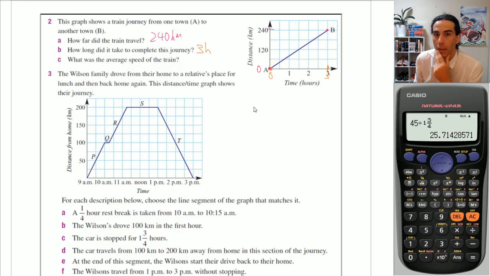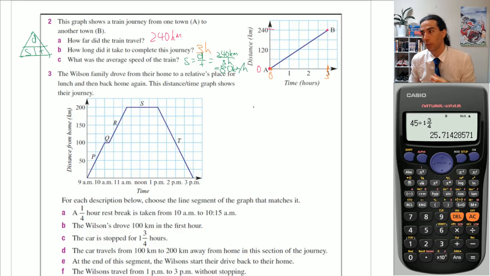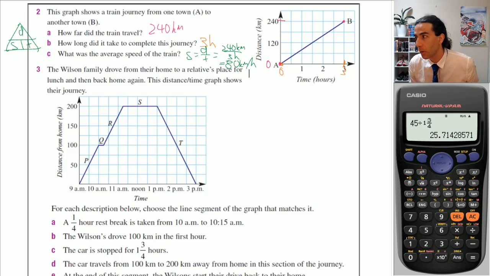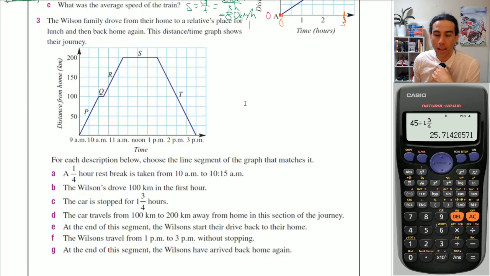So speed equals distance over time. I'm going to draw a little triangle. Distance, speed, time. So speed is distance on time. 240 on 3. 240 kilometers, 3 hours, 80. That's how you do it. Zoom in a little bit. Yeah, you've got to be able to see that. All right, I'm going to pause here. And when you unpause, there'll be a bunch of answers for question 3.